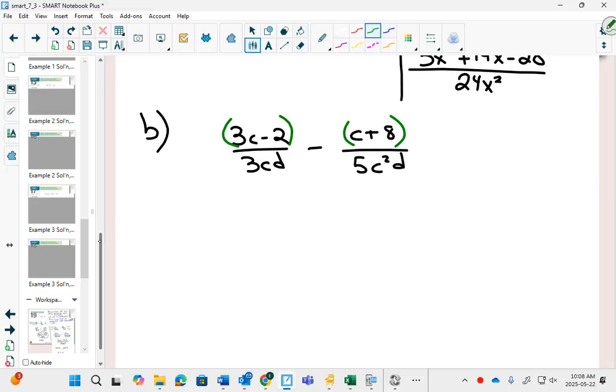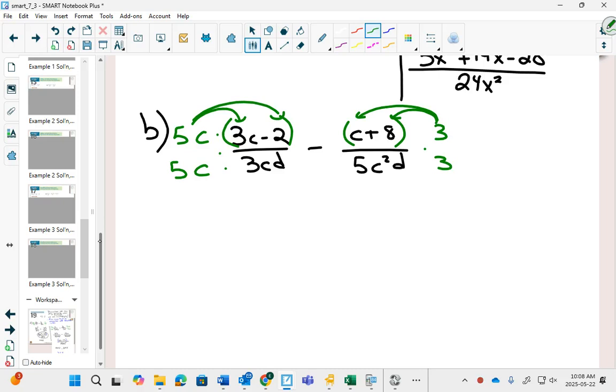And we look at our numbers. Lowest common denominator between 3 and 5, we would have to multiply this one by 5 and this one by 3. So top and bottom. Looking at your variables, this one's missing the c. This one has all of our variables. And again, with things on top like this, those brackets are important because we're going to have to distribute.